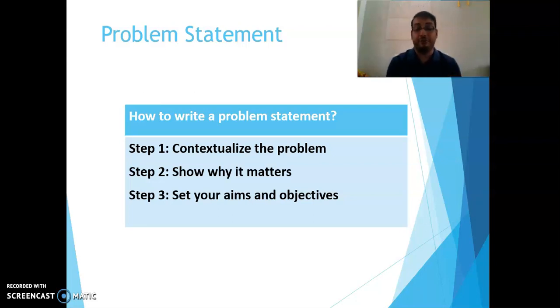Then step 4, set your aims and objectives. What will you do to find out? That means the problem statement should frame how you intend to address the problem. Your goal should not be to find a conclusive solution, but to seek out the reasons behind the problem and propose more effective approaches to tackling or understanding it.